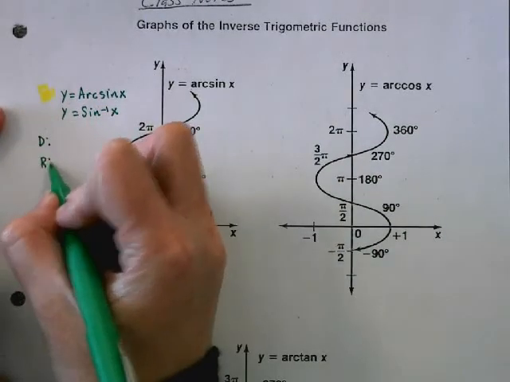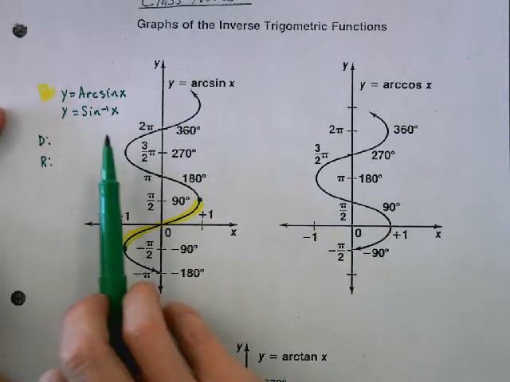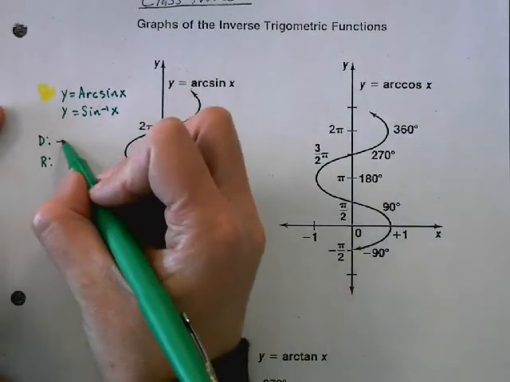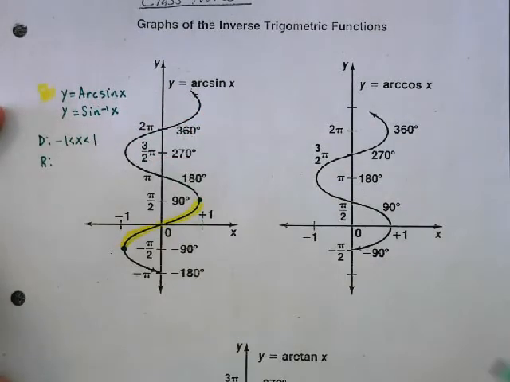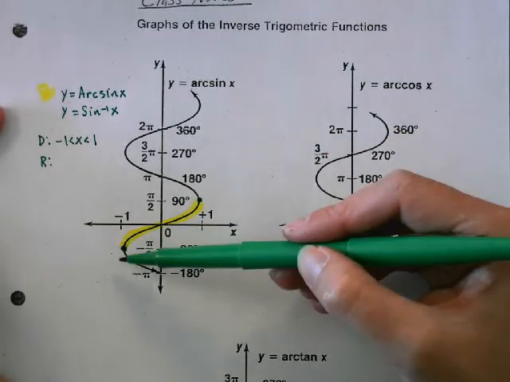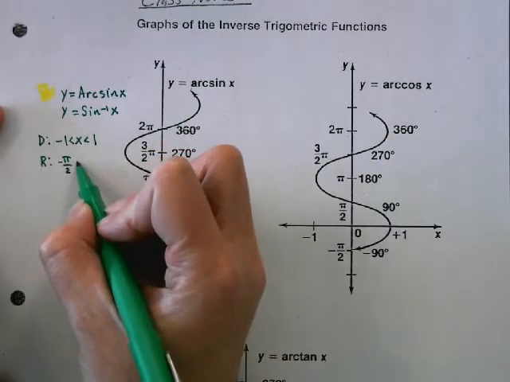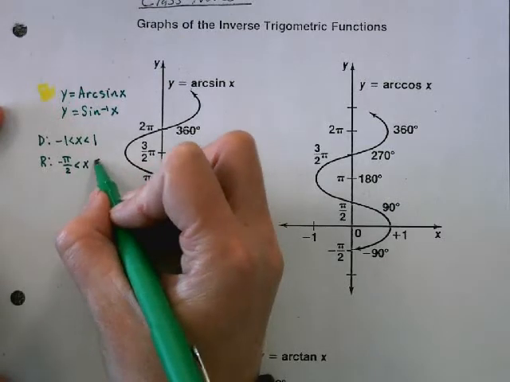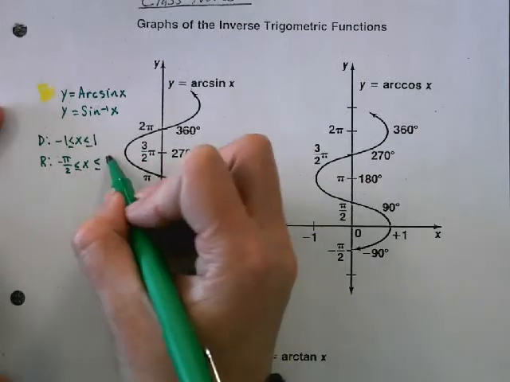So I'm going to talk about the domain and the range of this highlighted area. The domain is the set of x values. So that's going to be from -1 to 1. The y values go from -π/2, and these are inclusive, to π/2.